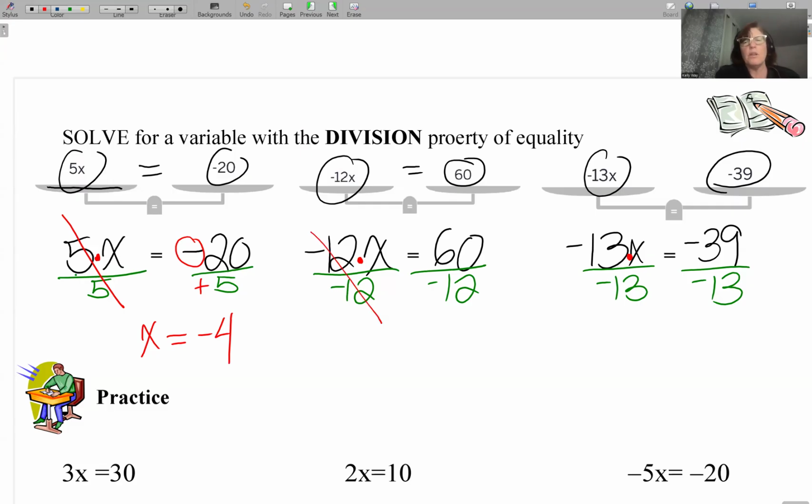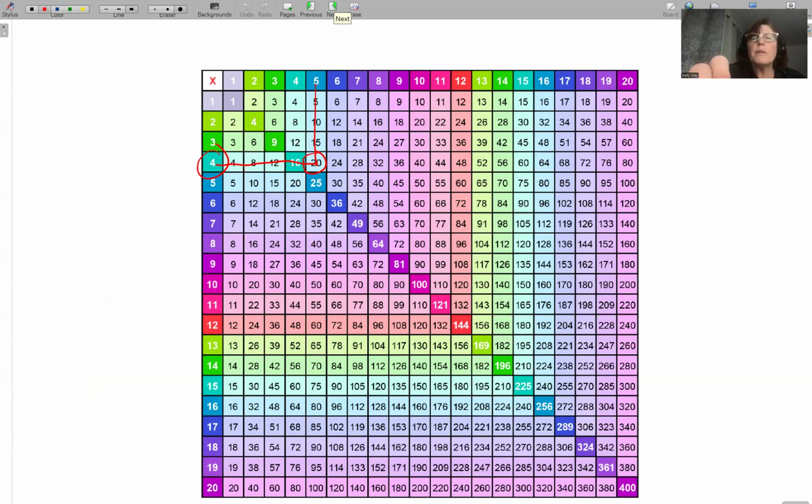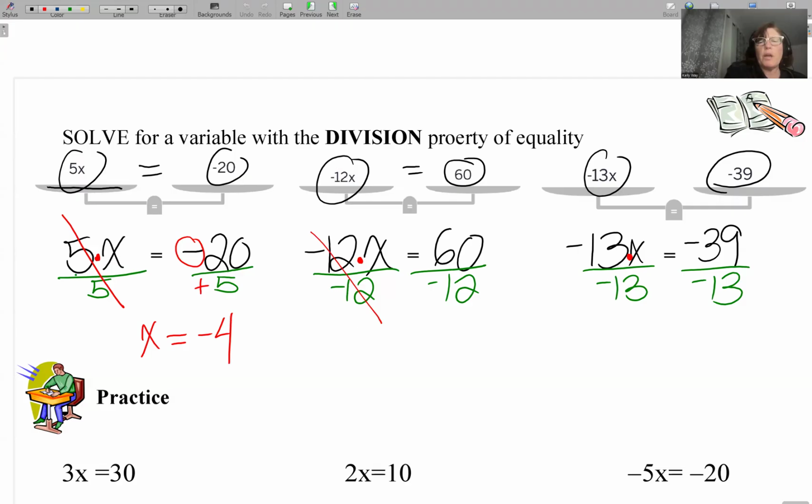This cancels. 60 divided by 12. Down here to the 12 column. I go down, find 60. 60 divided by 12, I backtrack. See, it's 5. So x, and this is positive divided by a negative, so our answer is going to be negative 5.